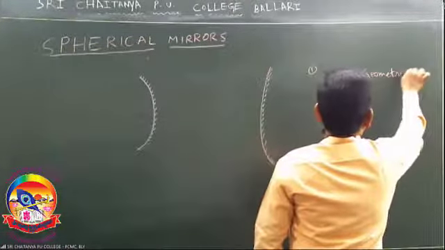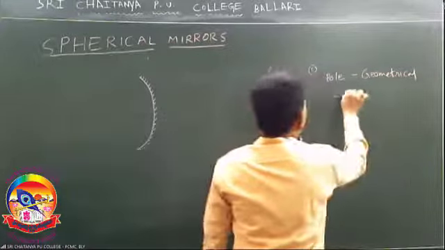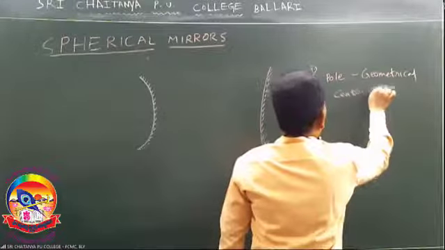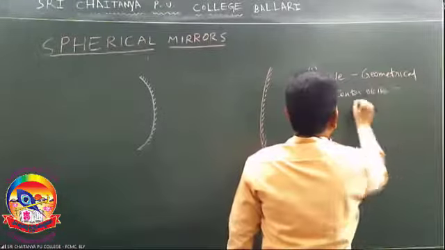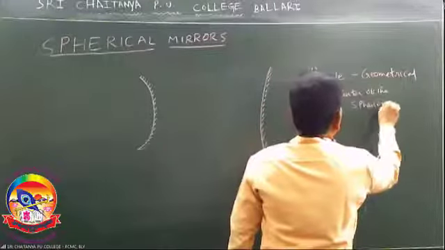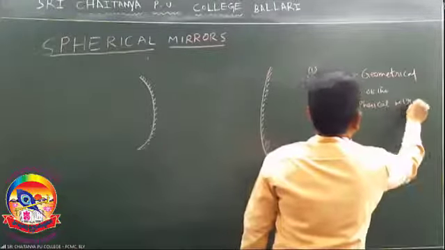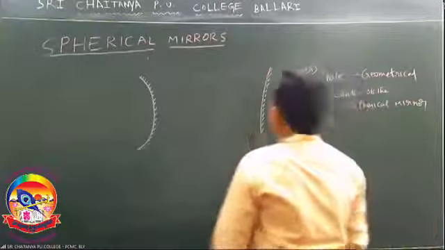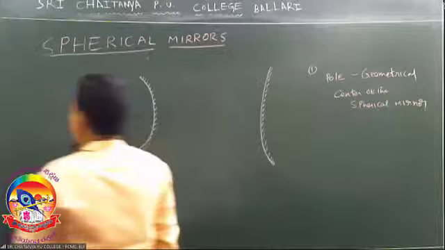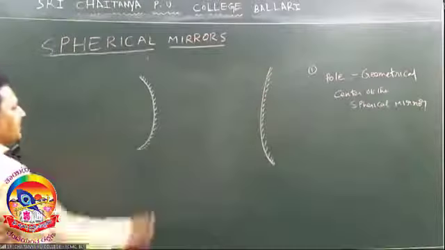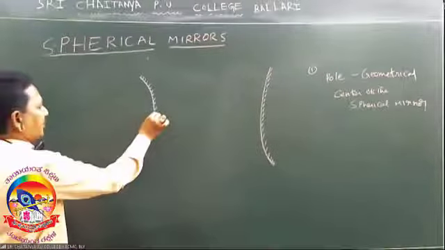The geometrical center of the spherical mirror is called the pole of the mirror. So in this case, where is the pole? This is the pole of the mirror.